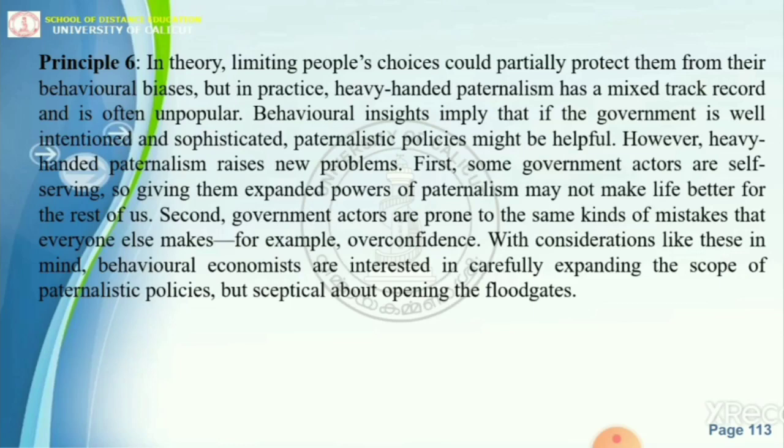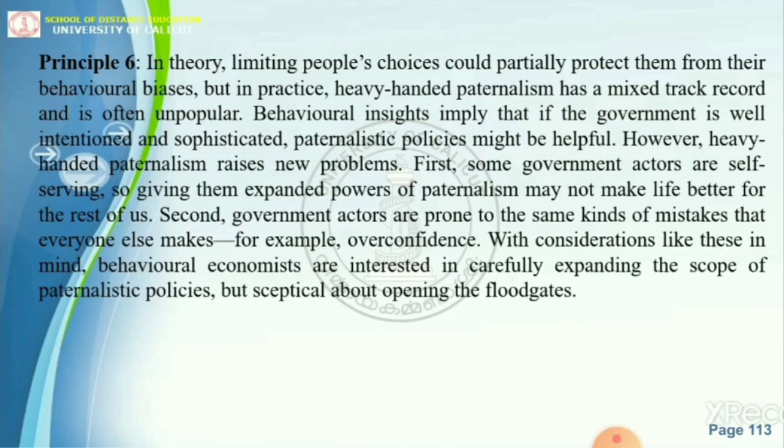Principle number 6: In theory, limiting people's choices could partially protect them from their behavioral biases, but in practice, heavy-handed paternalism has a mixed track record and is often unpopular. Behavioral insights imply that if the government is well intentioned and sophisticated, paternalistic policies might be helpful. However, heavy-handed paternalism raises new problems. First, what are the problems?